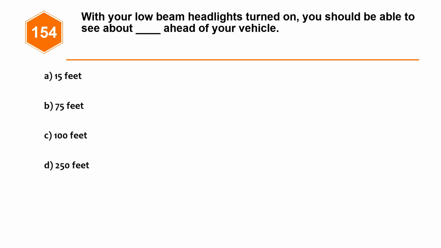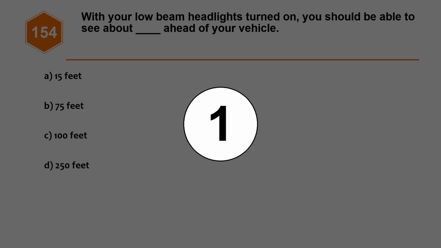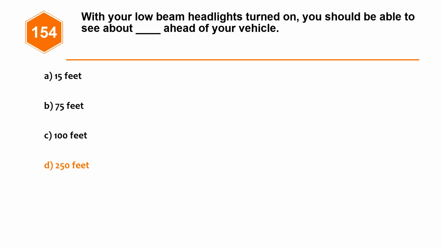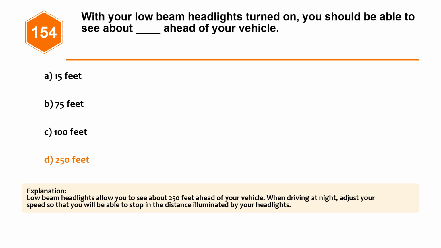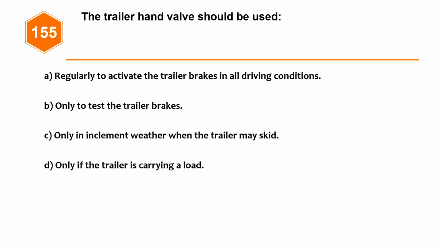Question 154. With your low-beam headlights turned on, you should be able to see about blank ahead of your vehicle. Option A, 15 feet. Option B, 75 feet. Option C, 100 feet. Option D, 250 feet. The correct answer is option D, 250 feet. Explanation. Low-beam headlights allow you to see about 250 feet ahead of your vehicle. When driving at night, adjust your speed so that you will be able to stop in the distance illuminated by your headlights.